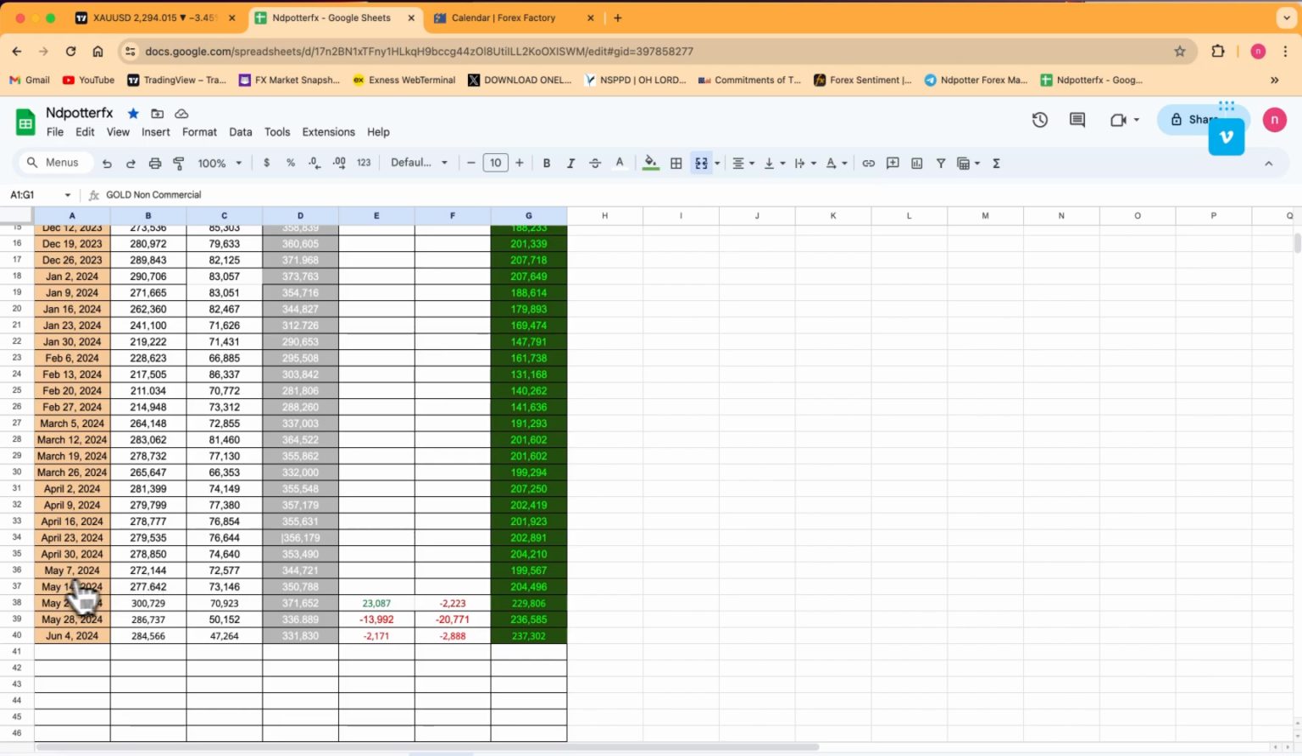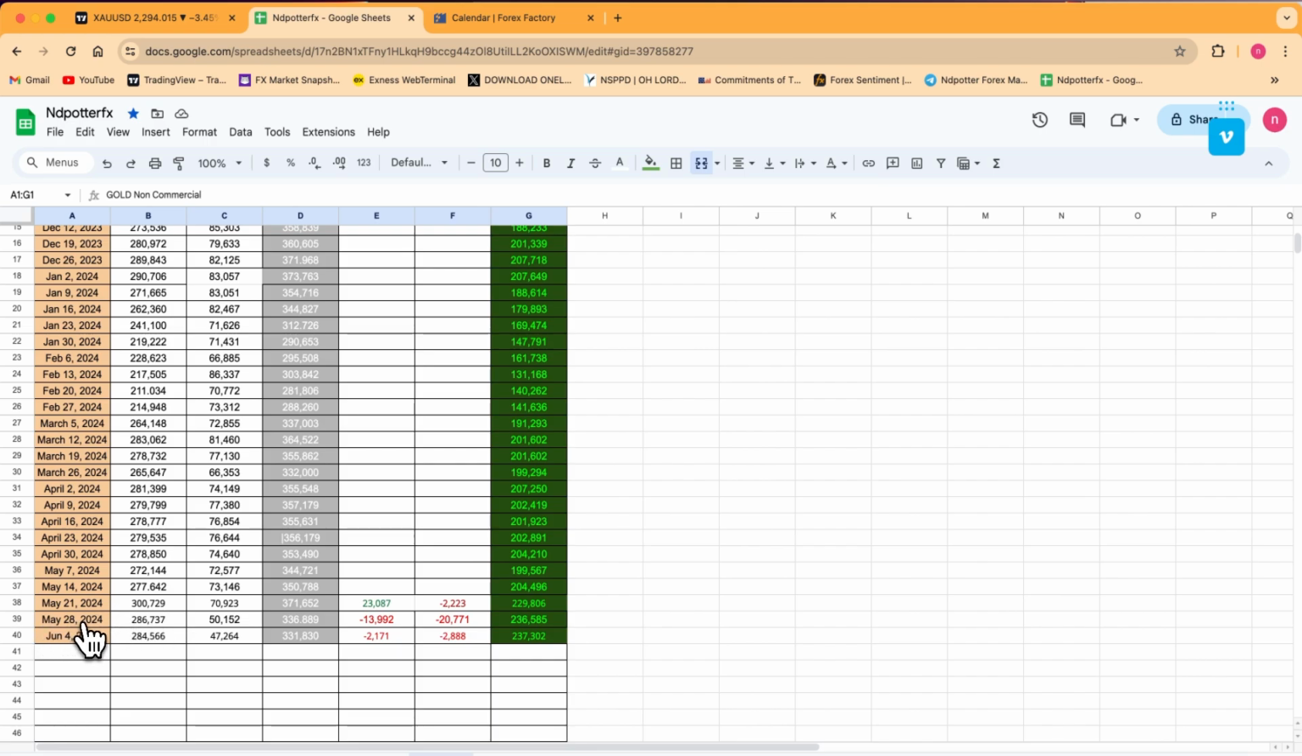You see, on May 7, their position was 272,000. On May 14, their long position is 277,000. On May 21, their position is 300,000 plus.